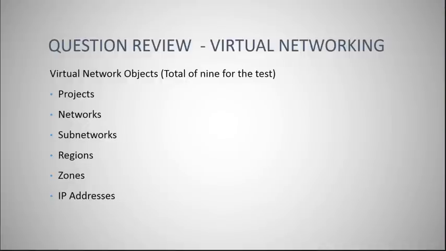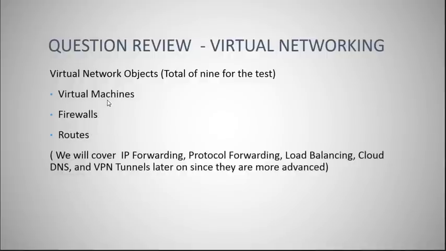Okay, so let's talk about virtual network objects. An object is essentially anything in the Google Cloud that you can create and manage. These are resources, essentially. There's more than 9, but we're going to talk about 9 for the test right now. So projects, and let's talk about what a project is coming up. And then also virtual machines, firewalls, and routes. We're going to cover those as well.